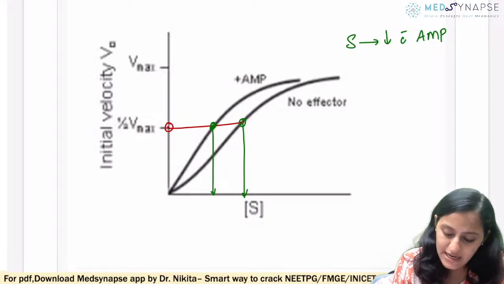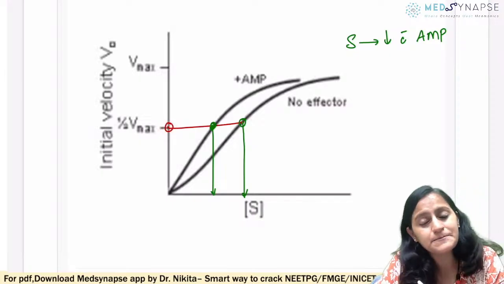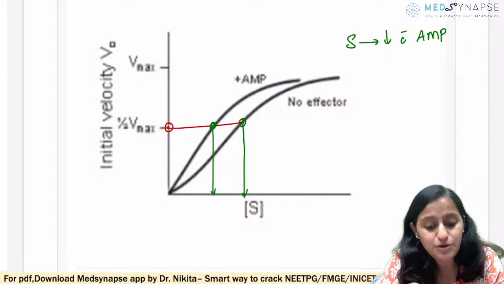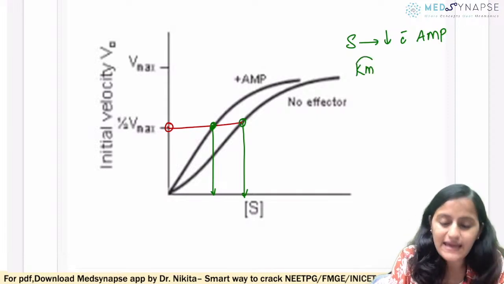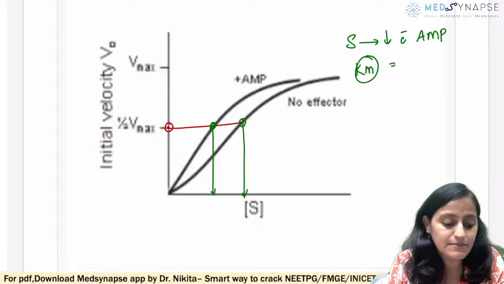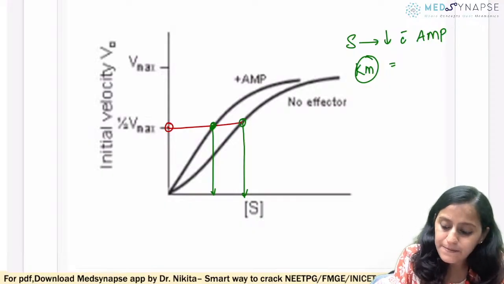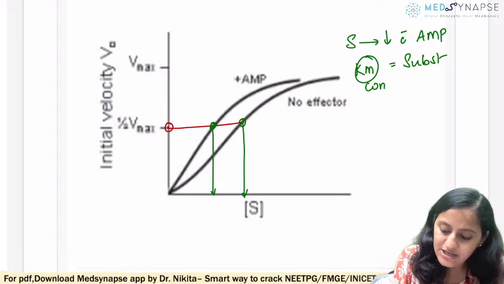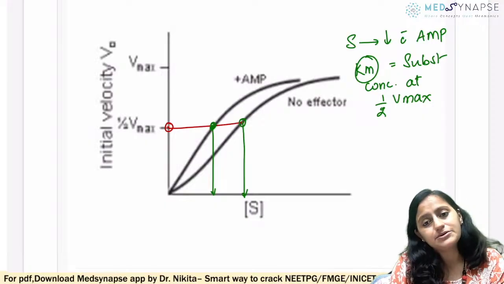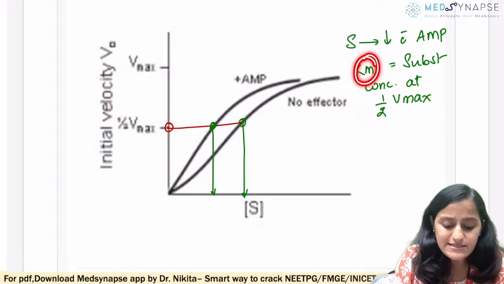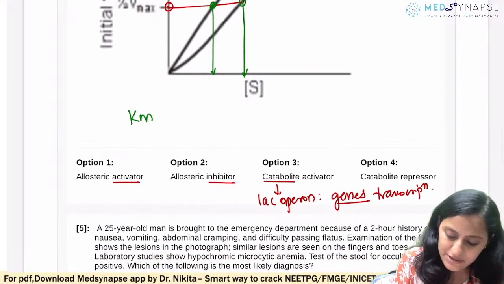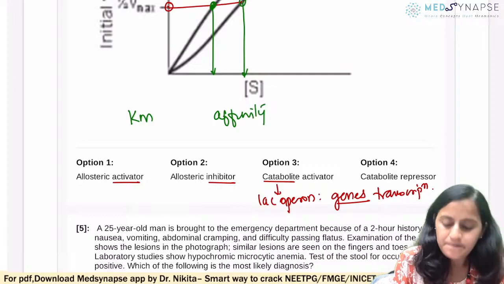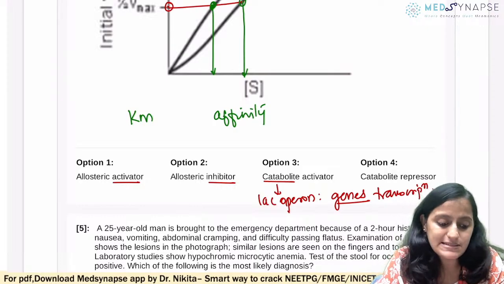And what is the substrate concentration at half the Vmax? The substrate concentration required at half the Vmax, what is it called? It's basically the Km, right? That is the definition of Km, the Michaelis-Menten constant. It is the substrate concentration when the velocity of the reaction is half the Vmax. So what is the relation between the Km and the affinity? Is it directly proportional or inversely related?